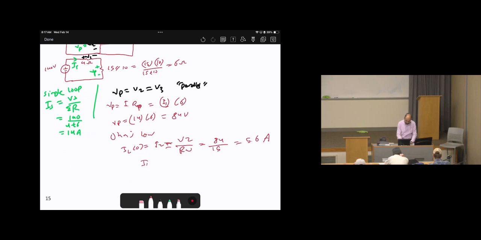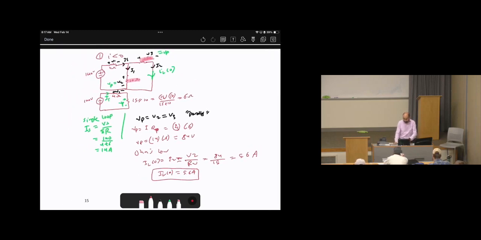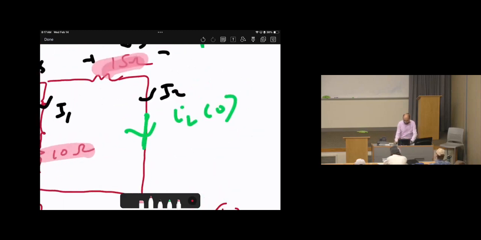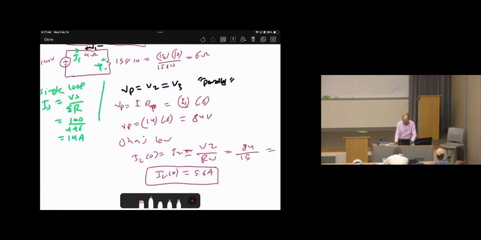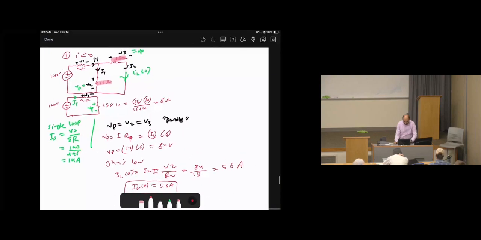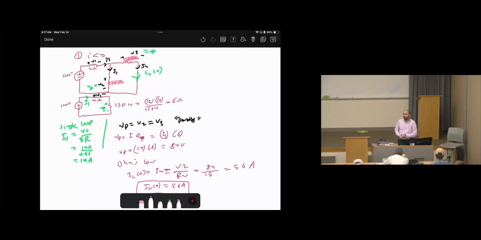Then don't forget to box this answer: 5.6 amperes. So the first one is done, the first unknown done. Okay? Any question about step number 1? Yes. Does that say IL of 0 equals I2? Yes, because here I2 is IL of 0. Okay, let me give you a few seconds to write, then we will go to step number 2, which is to find R Thevenin.